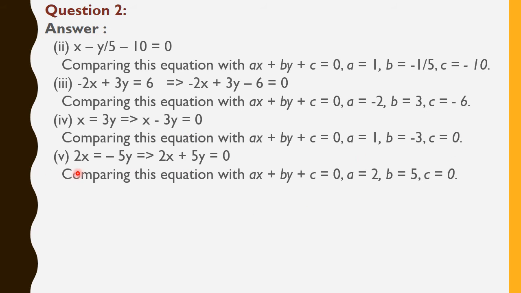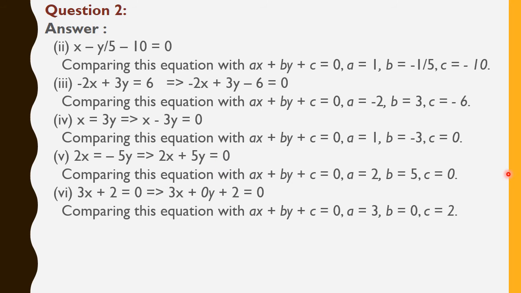The fifth equation is 2x equals to minus 5y. Let us bring it into the general form. So it will be 2x plus 5y equals to 0. Minus 5y went to the opposite side, so it has become positive. Now compare with the linear equation. So we'll get a is equal to 2, b is equal to 5 and c is equal to 0, because again here we do not have any constant value.